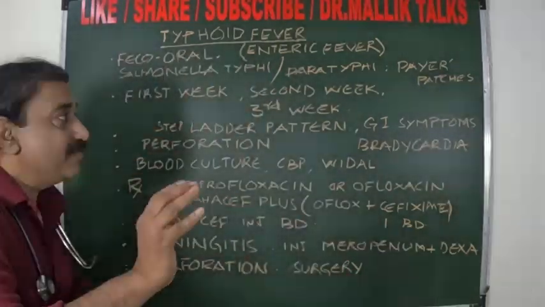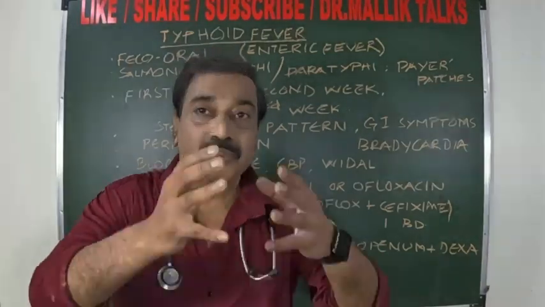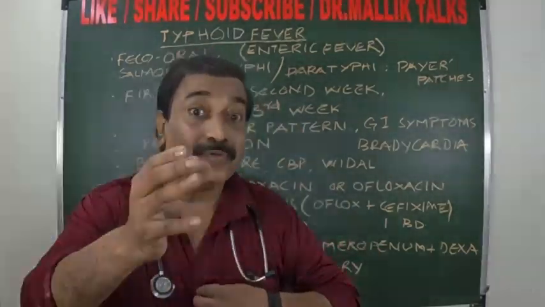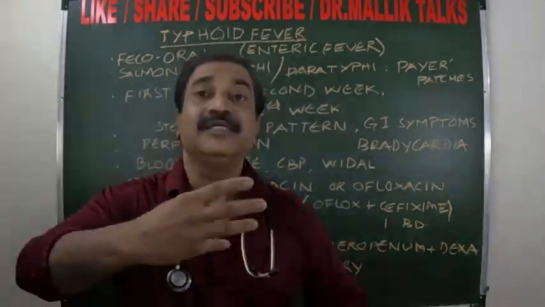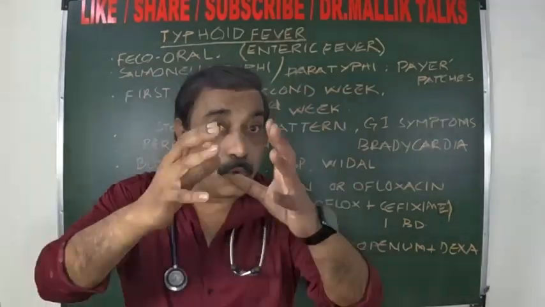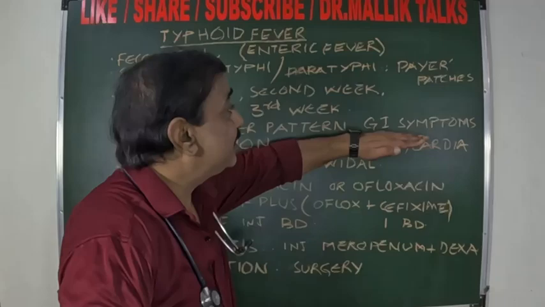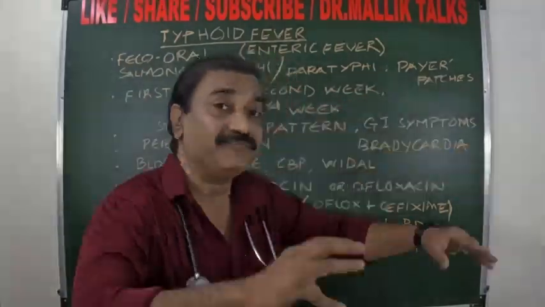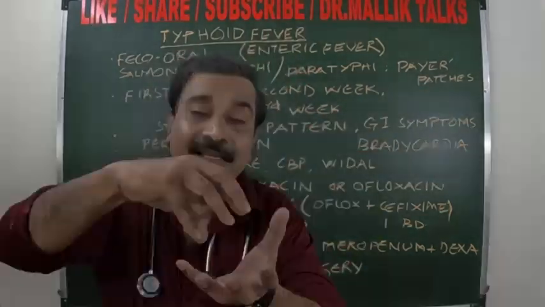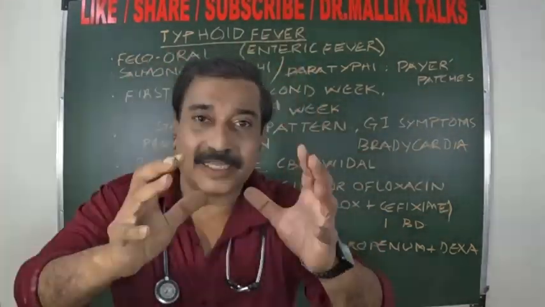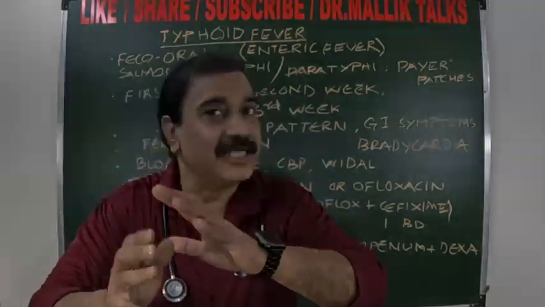So typhoid fever: after the bacteria, Salmonella typhi or paratyphi, enter the mouth through contaminated food and reach the stomach, they go into the small intestine, and at the end of the small intestine there are Peyer's patches where these organisms lodge and colonize. Once a sufficient number of organisms are there, they go into the bloodstream.